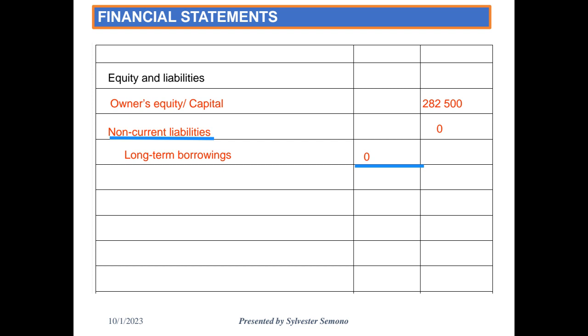So the next thing is current liabilities. And before we forget, we just decided that the loan is short term, remember? So we're going to say short term portion of the loan. How much was that loan?